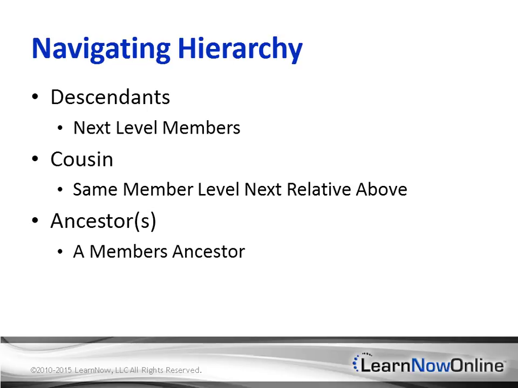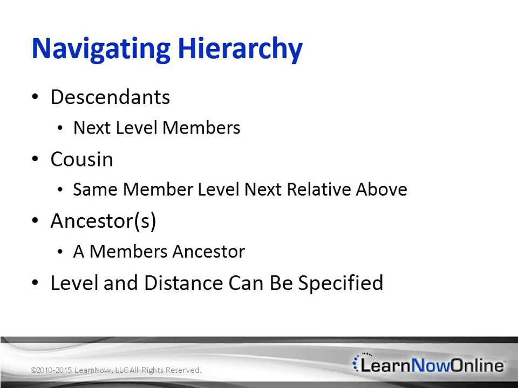The ancestor can get the member directly above the current member. In the case of quarter 1 of 2011, this would be the value 2011. Some of these functions provide you the ability to specify the level as well as the distance up or down the hierarchy, so you're not just looking at the first or next member.